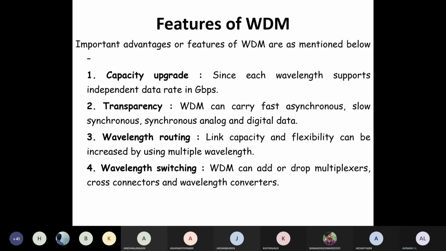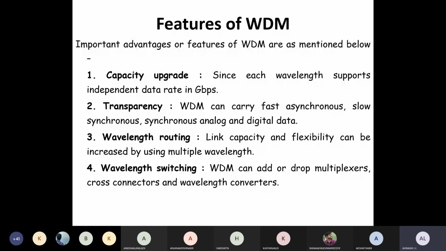Technically speaking, lambda 1 means that at the receiving side it should also be lambda 1. That means the first slot, the first signal, has to be the first signal only. But if you enable the cross connection option and use it, you can go for this particular feature also.